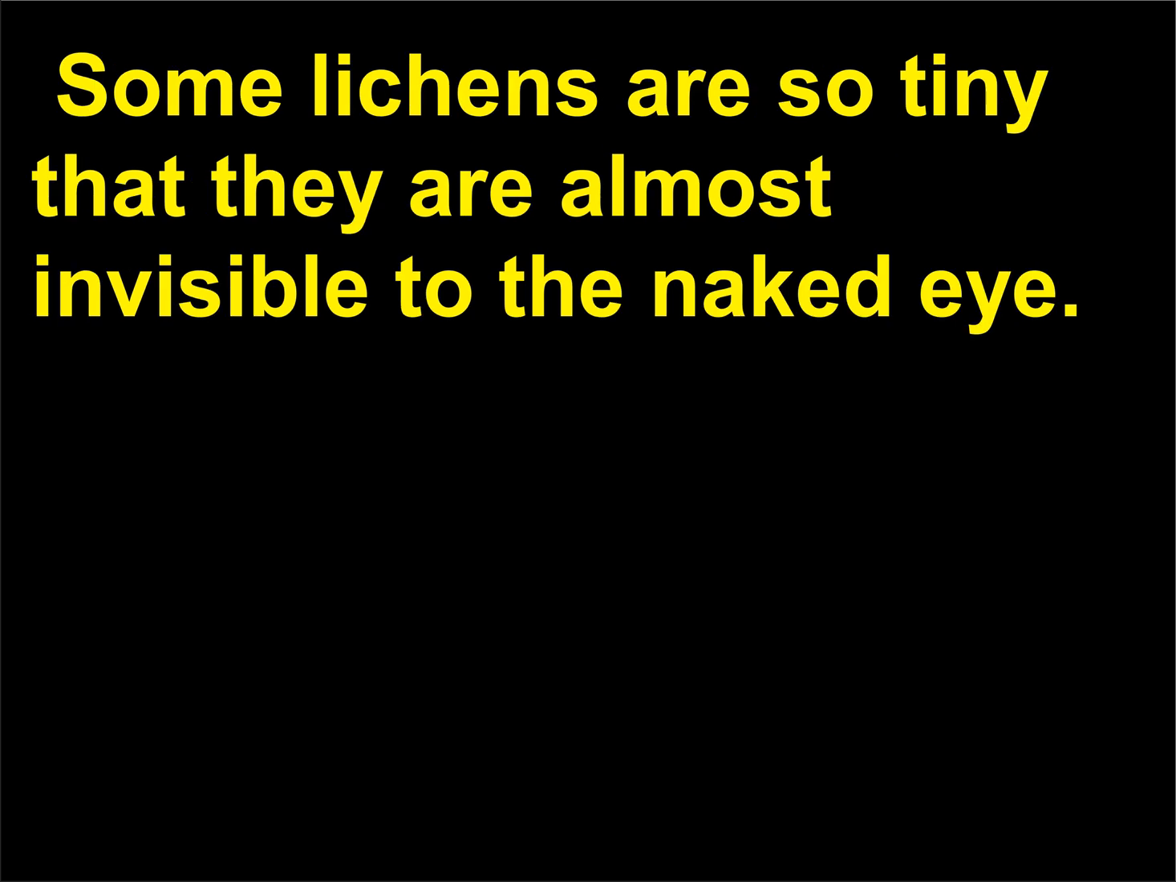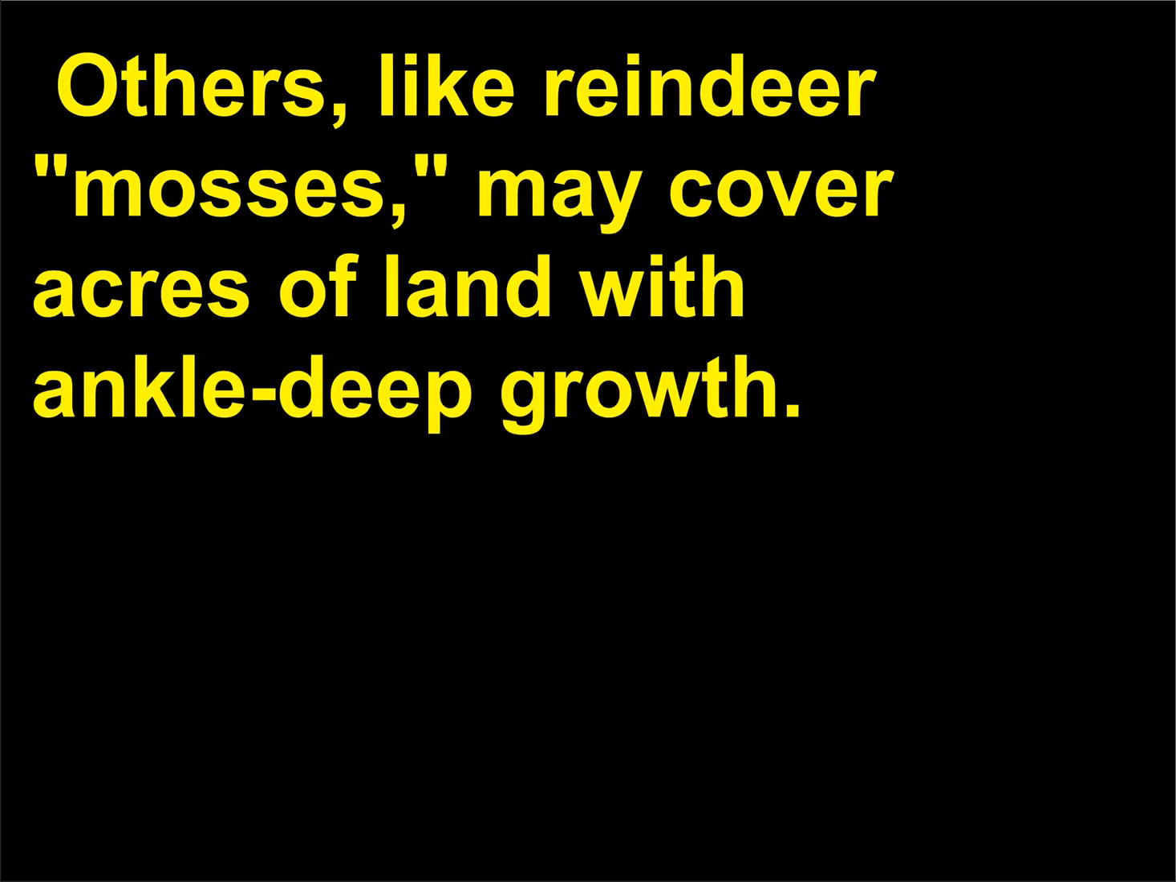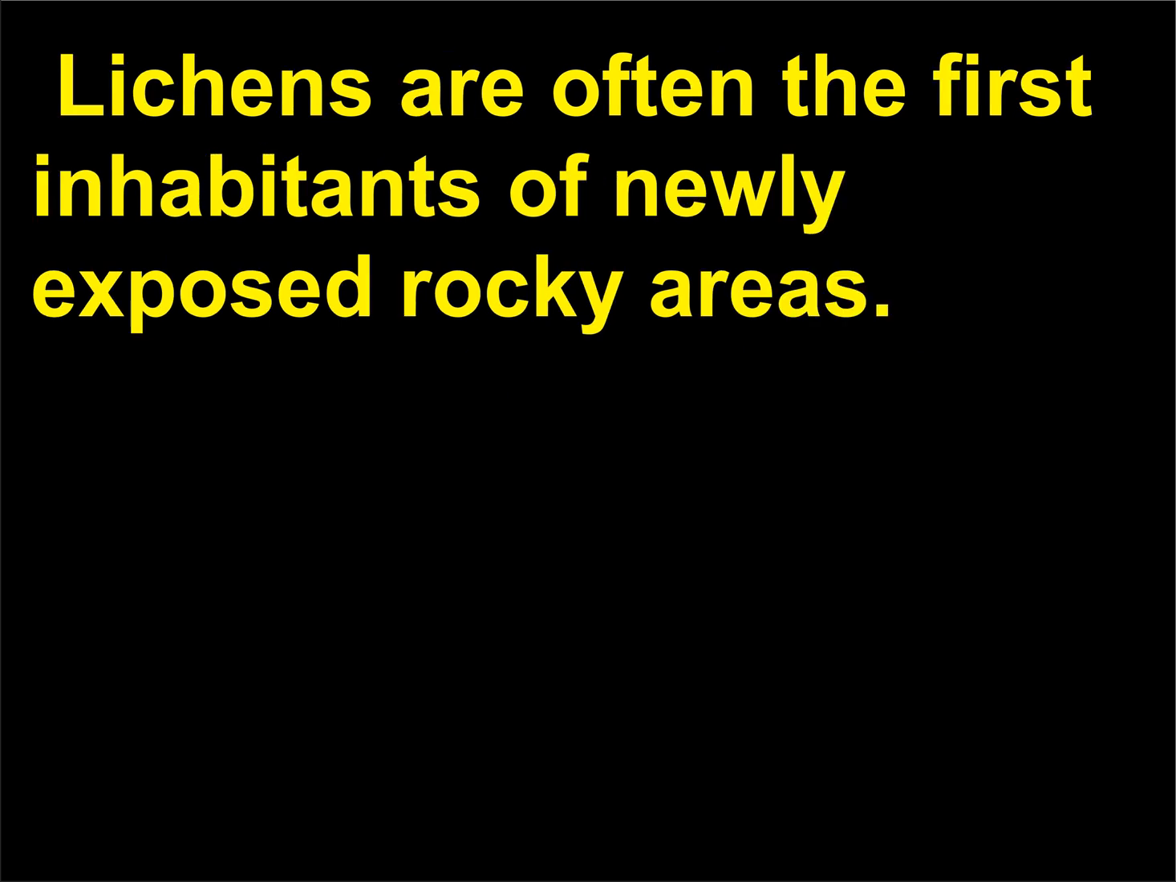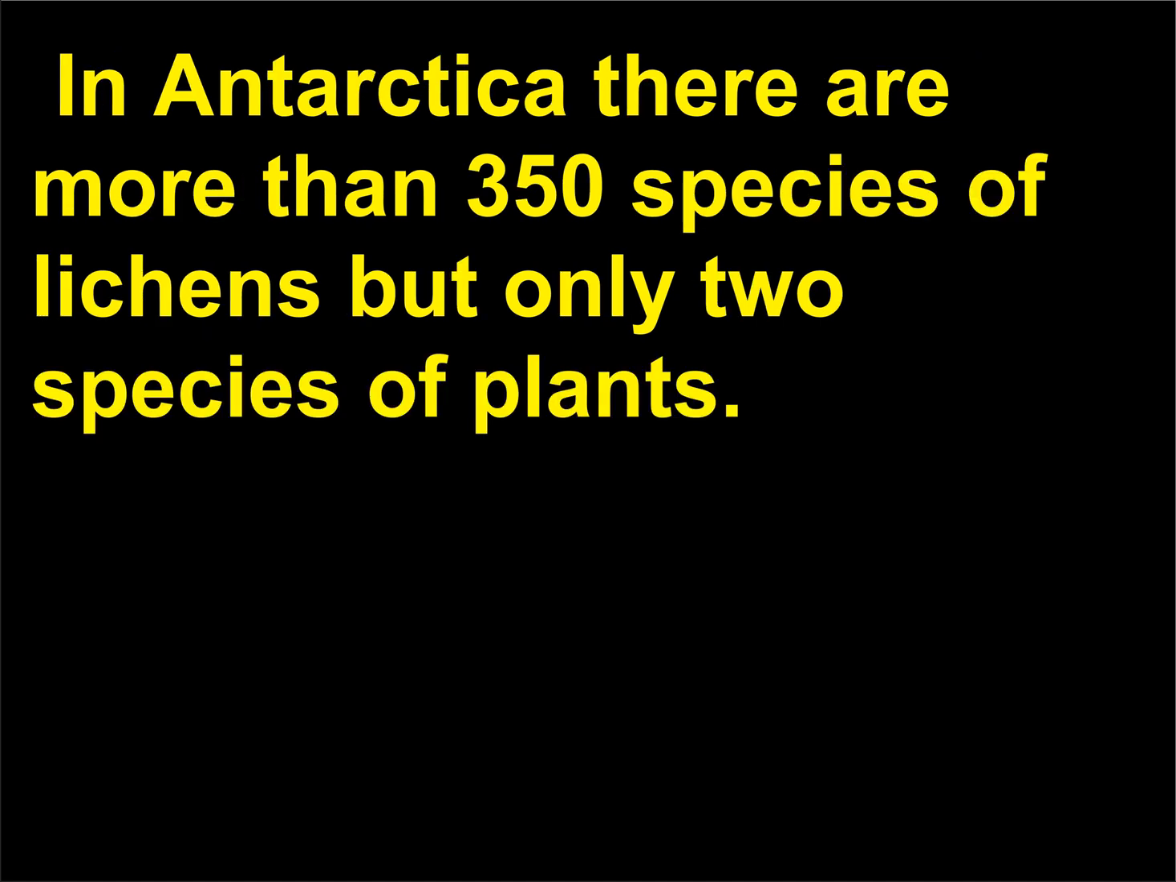Some lichens are so tiny that they are almost invisible to the naked eye. Others, like reindeer mosses, may cover acres of land with ankle-deep growth. One species of the genus Verrucaria grows underwater as a submerged marine lichen. Lichens are often the first inhabitants of newly exposed rocky areas. In Antarctica there are more than 350 species of lichens but only 2 species of plants.